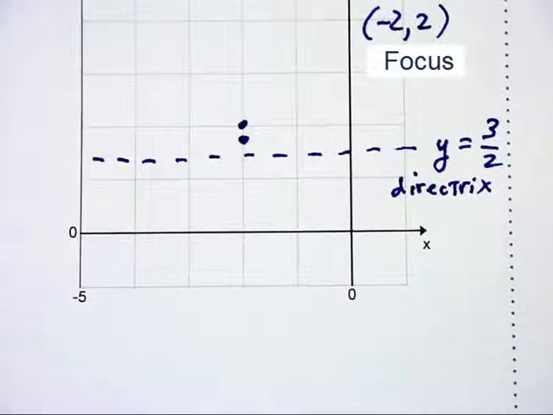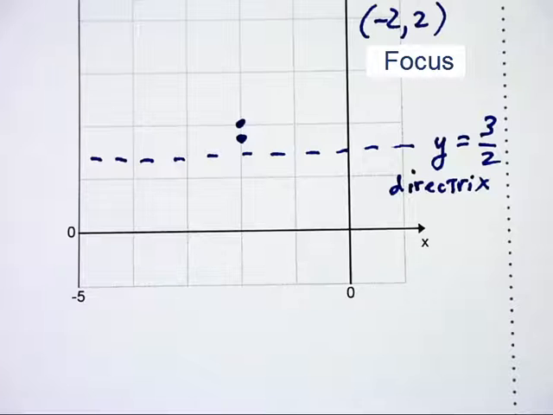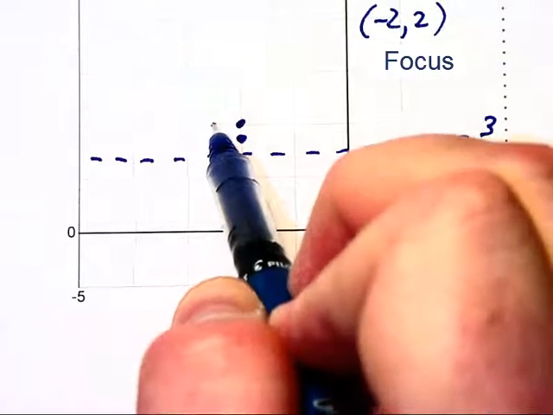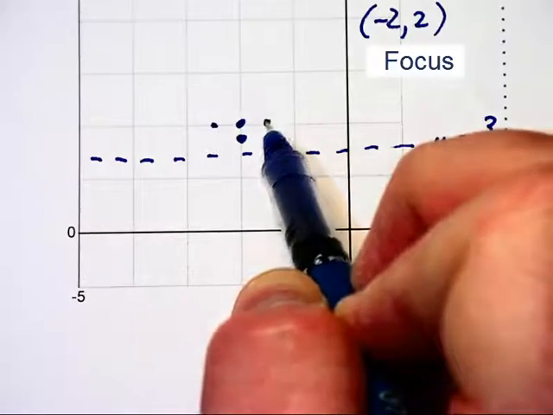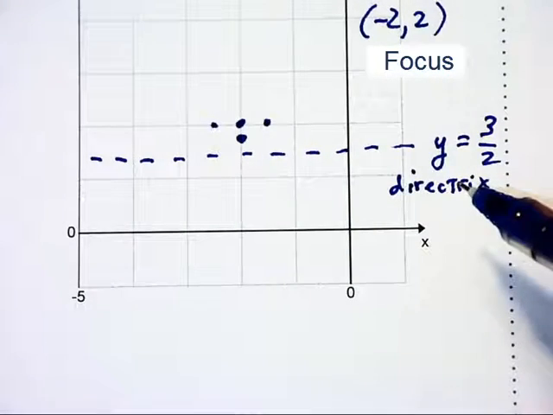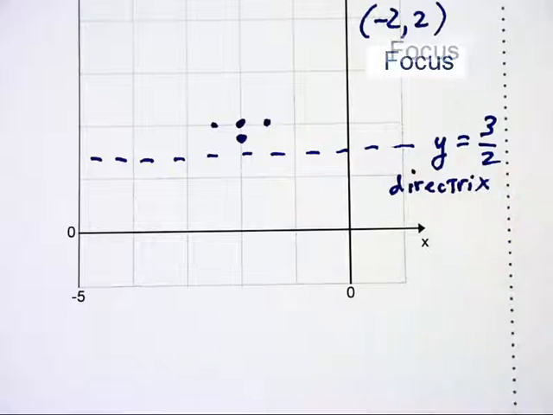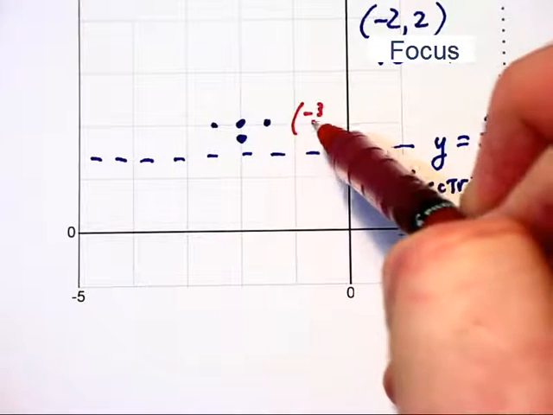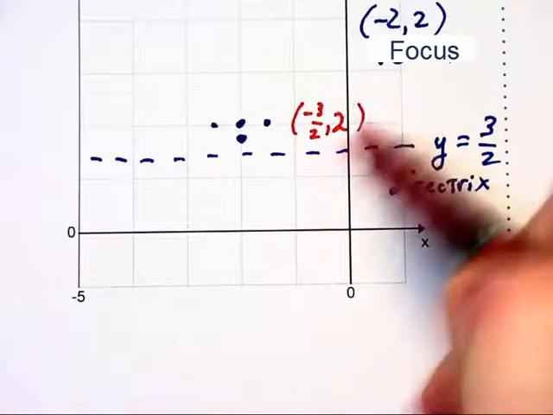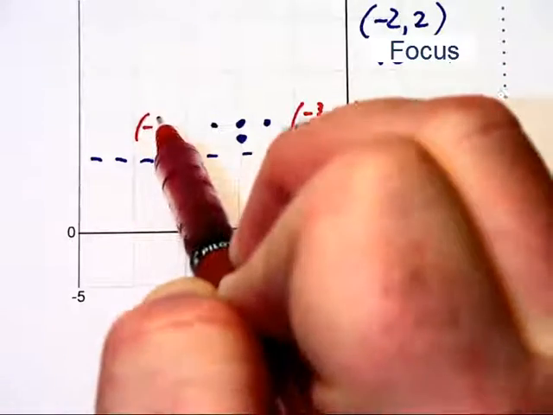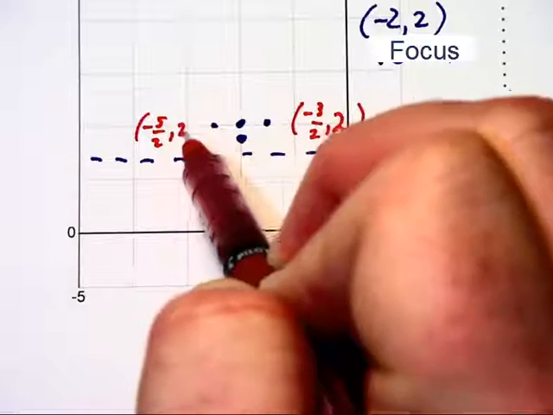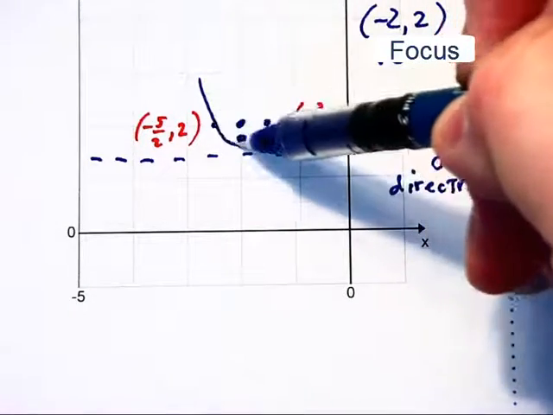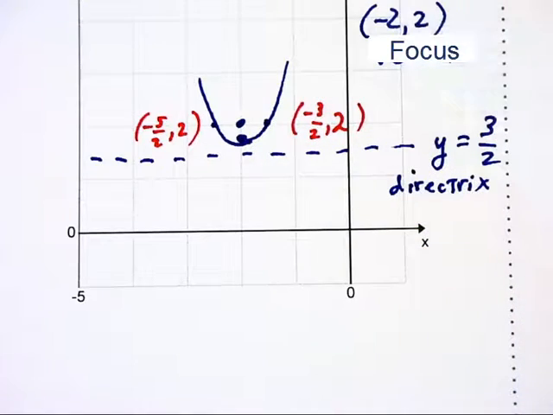The latus rectum is going to be 1 unit long, and so we're going to split that 1 unit up, a half to the left and half to the right of the focus, and so those endpoints of the latus rectum will be at (-3/2, 2) and (-5/2, 2). And we have everything we need here through which to draw our curve.